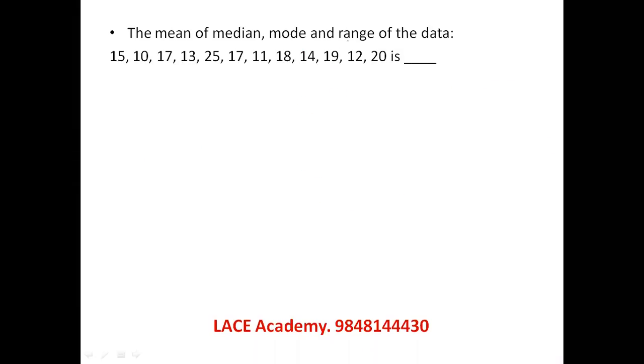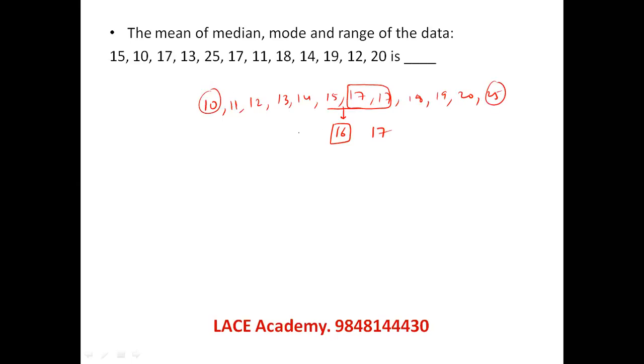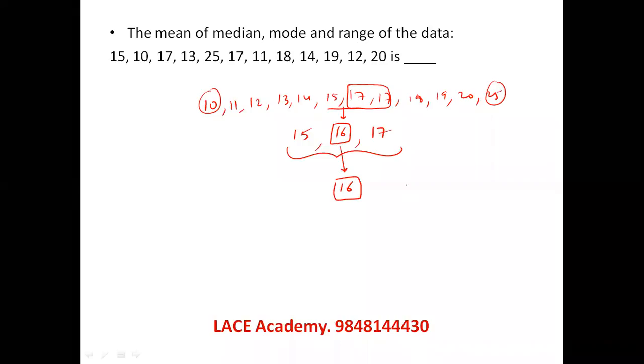The mean of the median, mode and range of the given data. First I'm arranging this data in ascending order: 13, 14, 15, 17, 17, 18, 19, 20, 25. There are 12 values. So the median should be the midpoint of the middle two, which is 16. So the median is 16. Mode, the highest repeated value, is 17. Now we have to find the range. Range is the difference between the smallest and the largest, which is 15. He is asking the average of 15, 16, 17, which is automatically 16. In an arithmetic progression, the middlemost value is the average. So 16 is the mean of the median, mode and range of the given data. Let's see the next one.